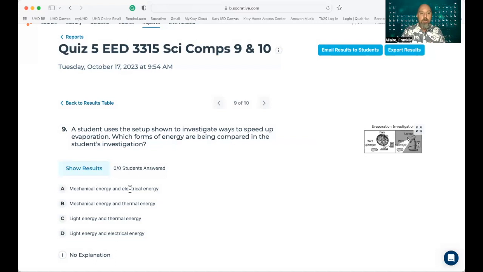Is it A, mechanical energy and electrical energy? Is it B, mechanical energy and thermal energy? Is it C, light energy and thermal energy? Or is it D, light energy and electrical energy? So now, even if you're not sure, we can do some process of elimination here.